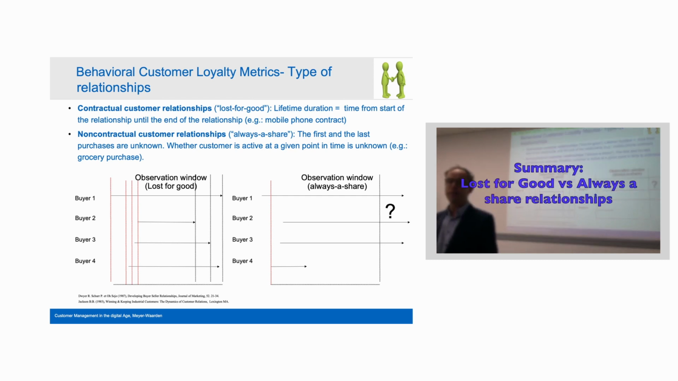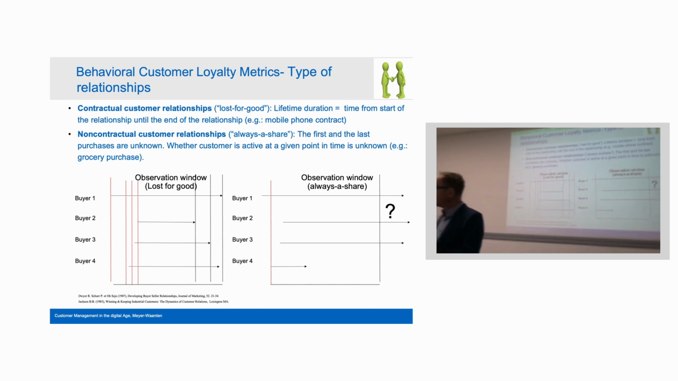Until now, I would like you to understand there are different relationship types, lost for good versus always a share. I would like you to understand the differences. Always a share customers are in markets without contracts, such as grocery retail, most purchases we are doing. And the relationship duration can be only measured with probabilities because we don't know after a given date if a customer is still active. Lost for good customers are in contractual markets, subscription markets, where we can quite easily predict the relationship length because we know the first date of purchase and we know the last date of purchase.